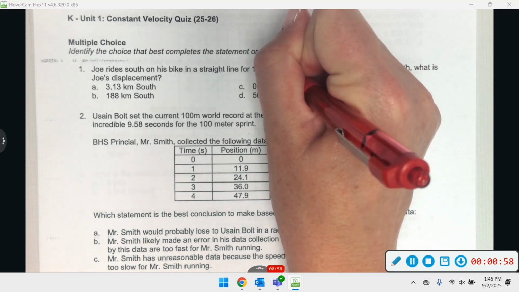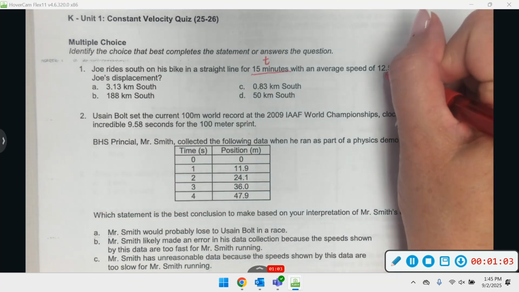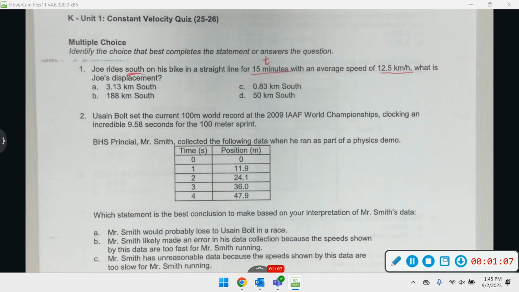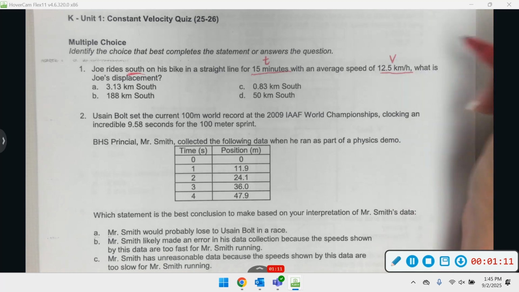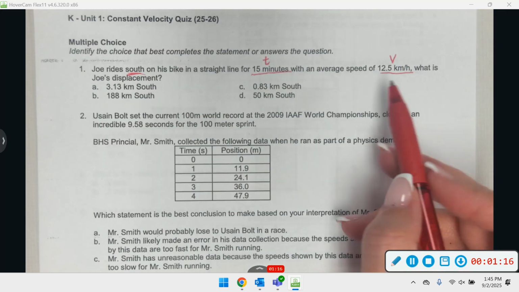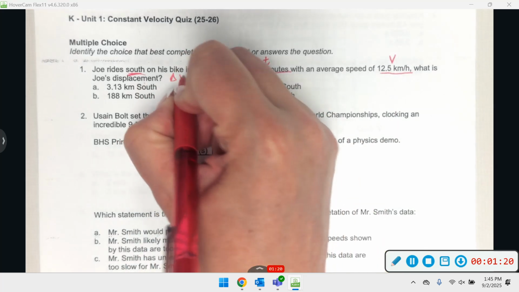They gave me a time, 15 minutes. They gave me an average speed, and technically I actually know the velocity because there's a direction over here too. So you could call this speed or you could call it velocity. Since it's in a straight line, they're going to have the same number value anyway. And we're looking for displacement, which is delta x.